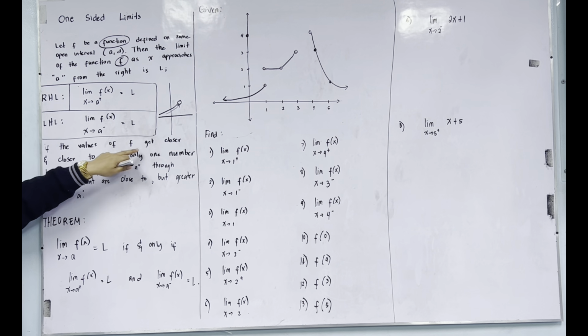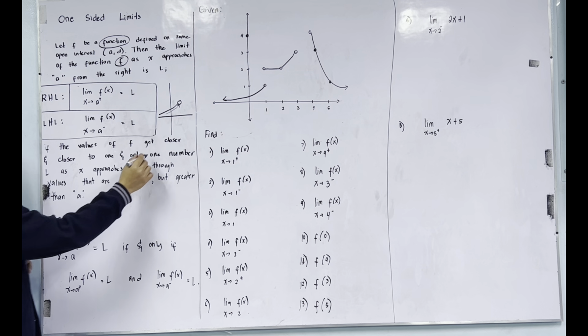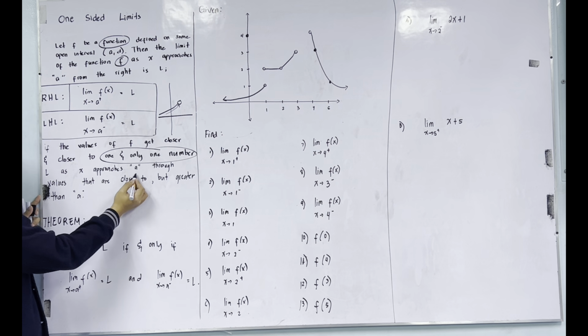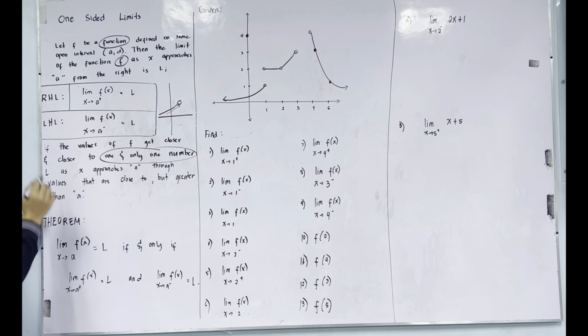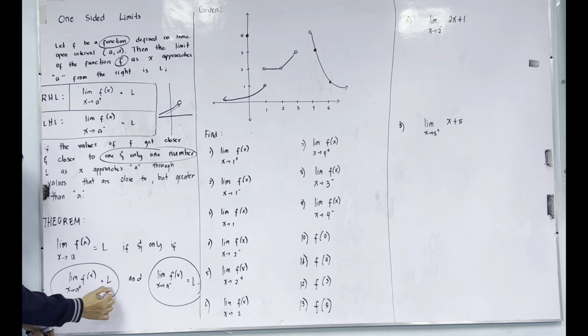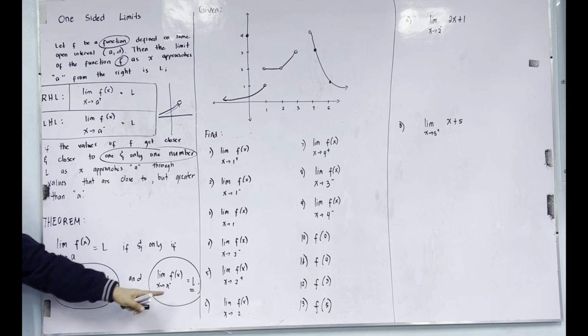If the values of f get closer and closer to one and only one number, which is L, as x approaches a through values that are close to but greater than a. We just get closer and closer. Now, in our theorem, the limit of f of x as x approaches a is equal to L if and only if the right-hand limit and left-hand limit are the same. Otherwise, if the limits from the right and from the left are different, it does not exist.